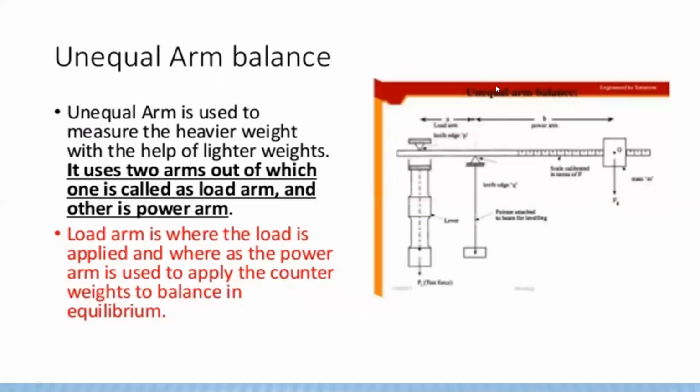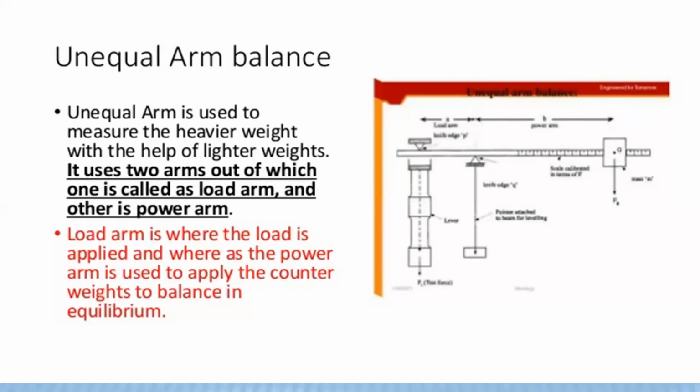These scales and balances may be specified in two ways: mechanical advantage, which represents the ratio of load to power, and multiple mass, defined as M equal to power arm by load arm. The power arm is the distance between the fulcrum and the power point, and the load arm is the distance between the fulcrum and the load point.